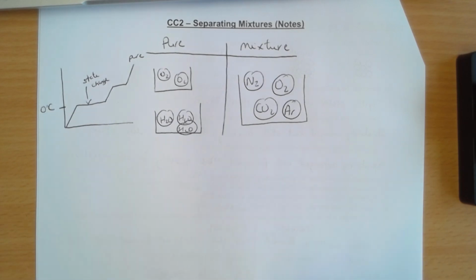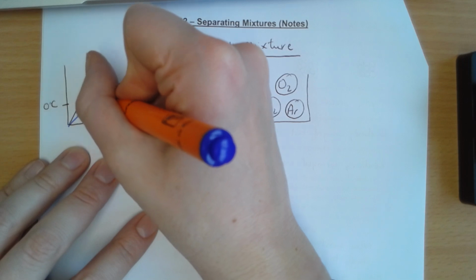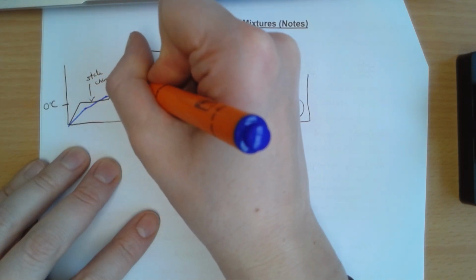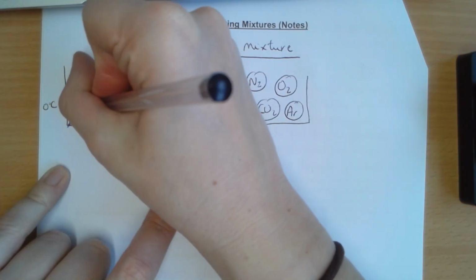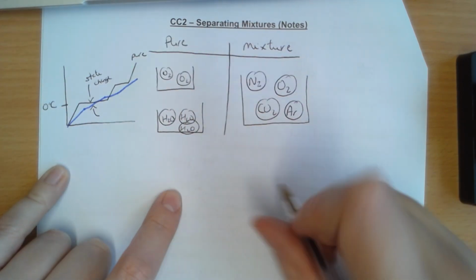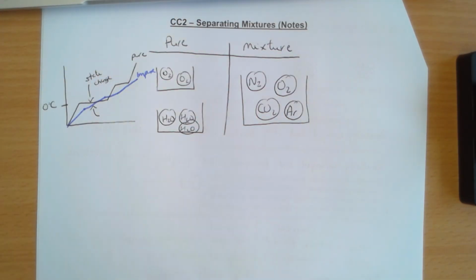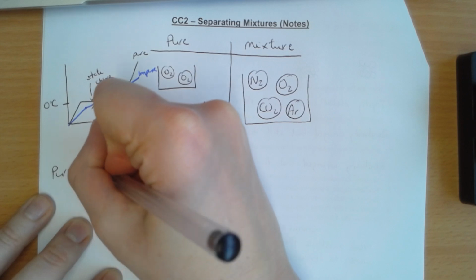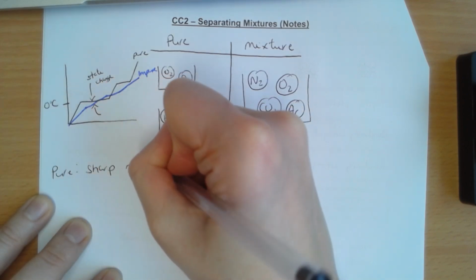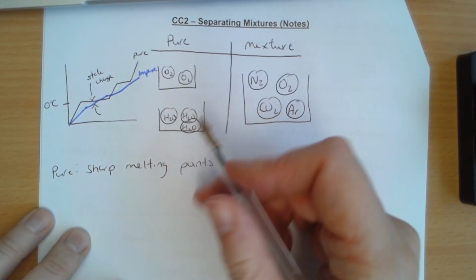If you had something that was impure, it would end up looking a little bit something like this. You're heating it, and then the state starts to change, but you don't get a dead straight line at the state change because it doesn't all melt at the same point. It's not all melting at the same point because it's made of different substances. So the way we phrase this is we say pure substances have a sharp melting point, and that literally just means if it's pure, it all melts at exactly the same temperature.